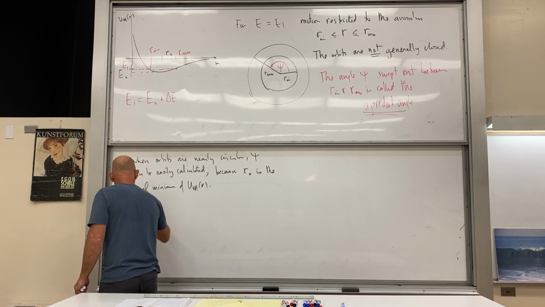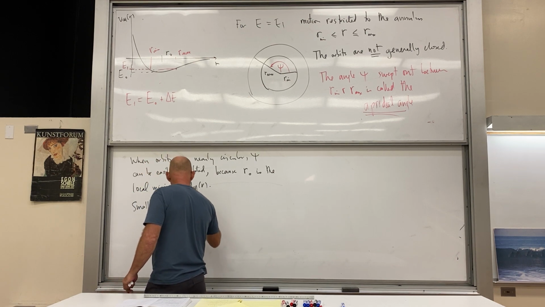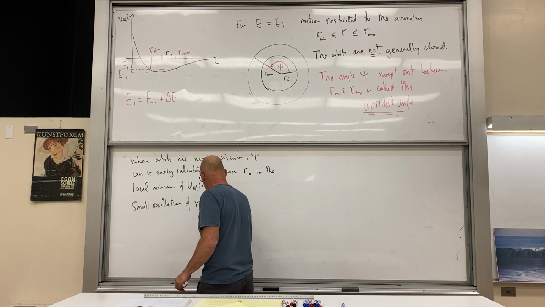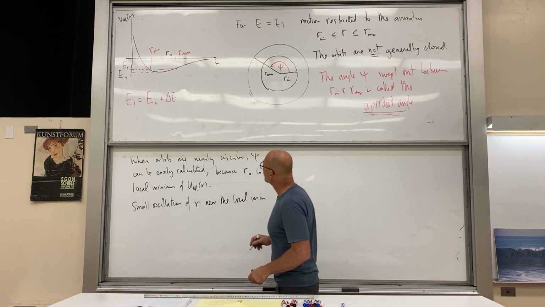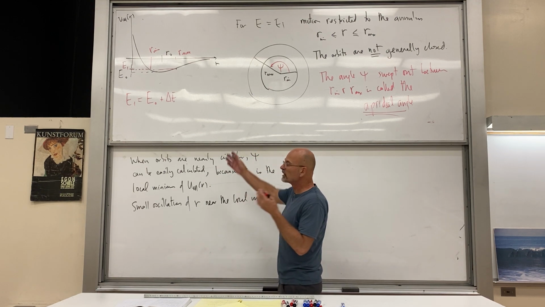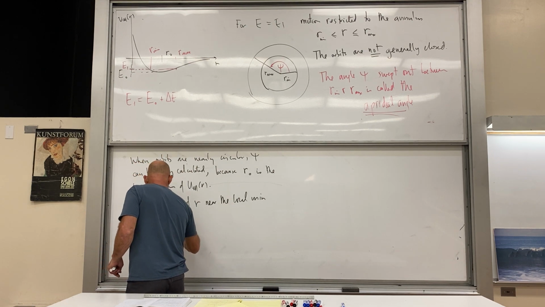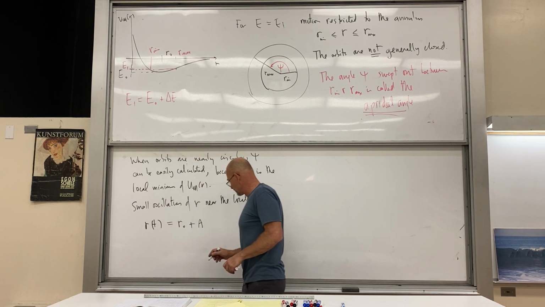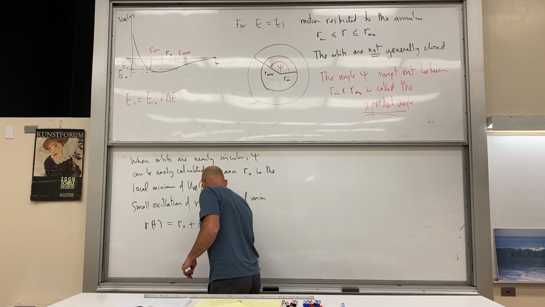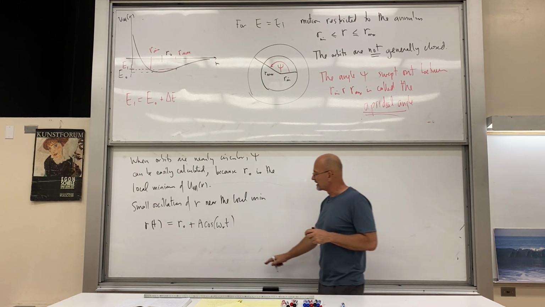So, small oscillations of R near the local minimum. Okay, we can just write that down. This is a one-dimensional problem. We have R of t is equal to R0 plus some little letter A for amplitude, cosine of omega sub R times t. We don't need to have any other phase information in there.